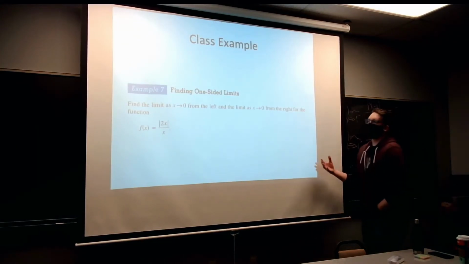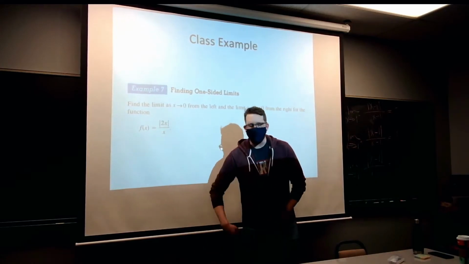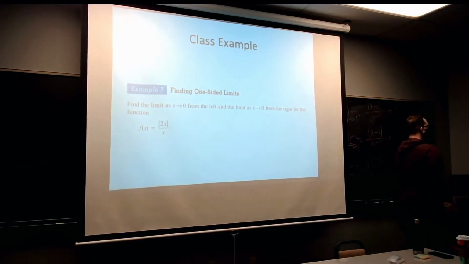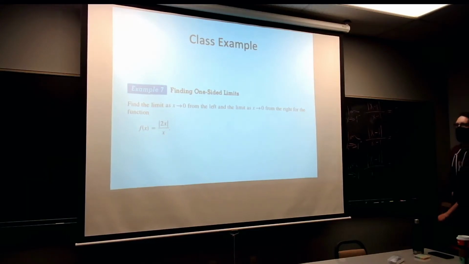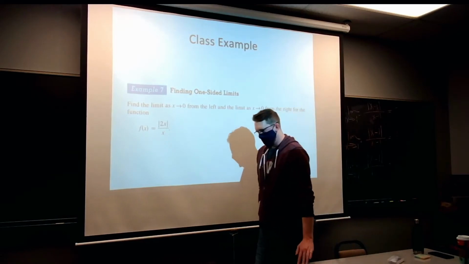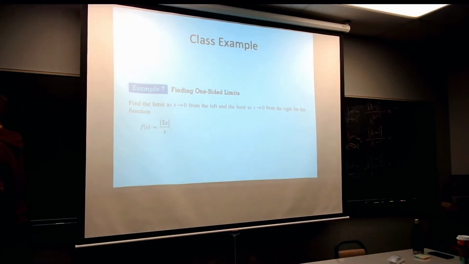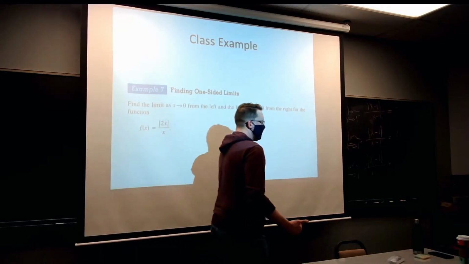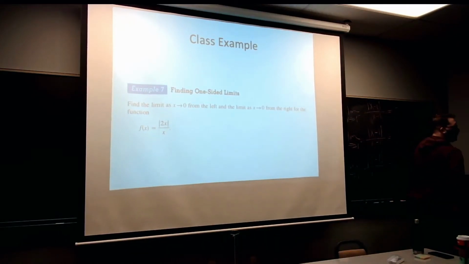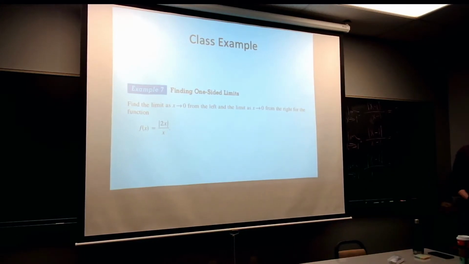As another example of this, we've got the absolute value of 2x divided by x. What do y'all think these limits are going to be as x approaches 0? Take a wild guess, anybody? The limit doesn't exist, absolutely. What about the left-handed limit? Coming at it from the left.